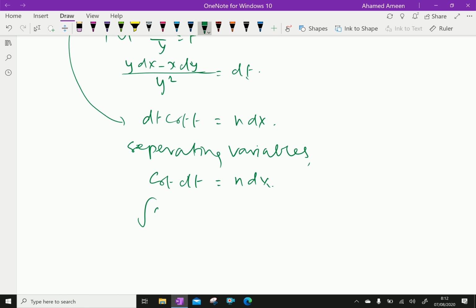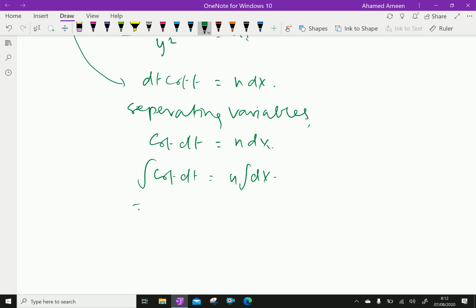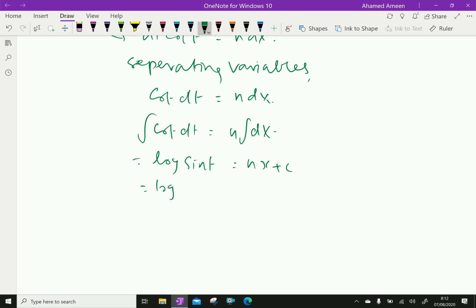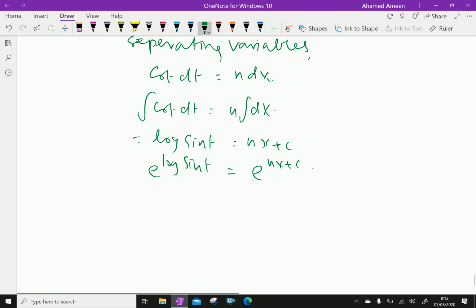Now integrating, cot t dt equal n dx. Integral of cot t dt is log sin t equal nx plus c. Integral of dx is x, that is nx plus c. Then log sin t equal nx plus c. Therefore we can take e power of log sin t equal e power nx plus c. So e power log of sin t is sin t equal e power nx plus c.